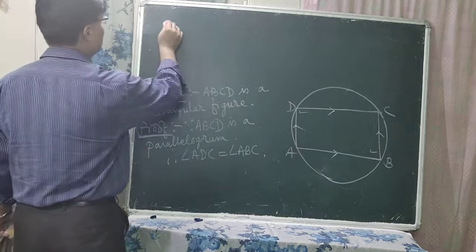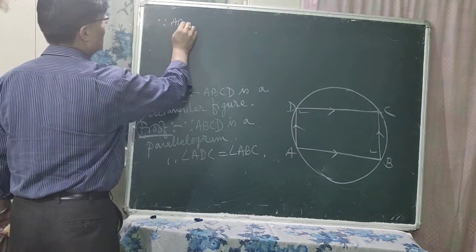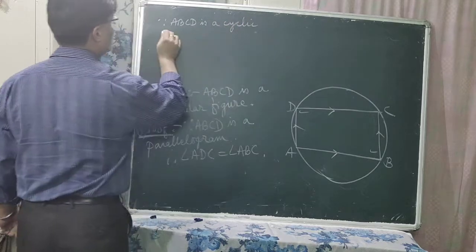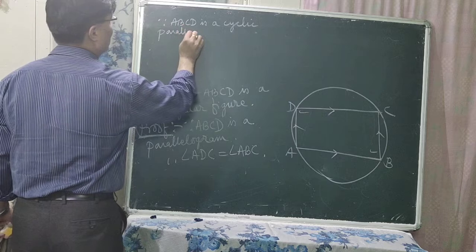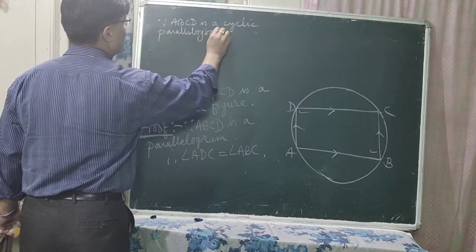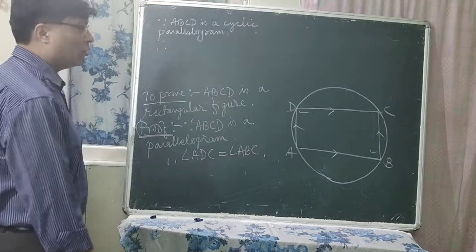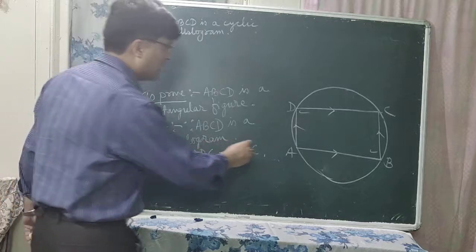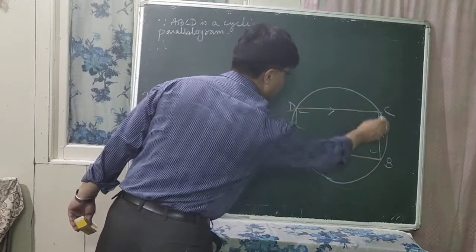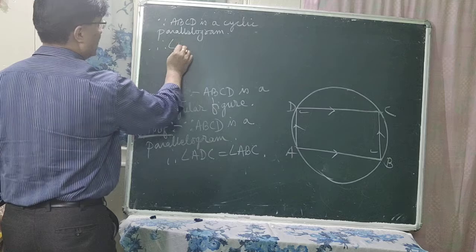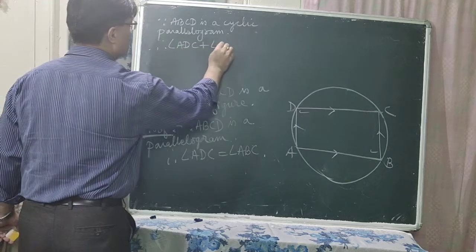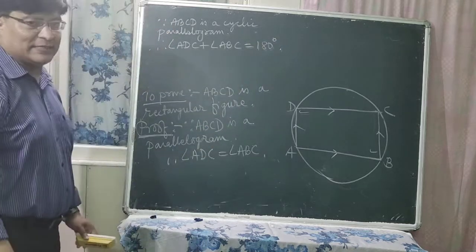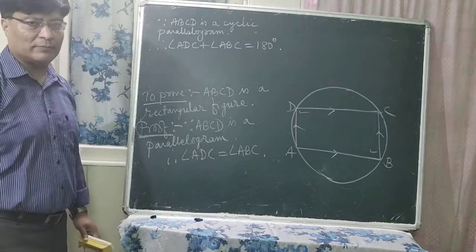Okay? So now, since ABCD is a cyclic parallelogram, therefore the opposite angles of a cyclic parallelogram are supplementary. That means angle ADC plus angle ABC is equal to 180 degrees. Therefore angle ADC plus angle ABC is equal to what? It is 180 degrees. Just now we proved this theorem, right?